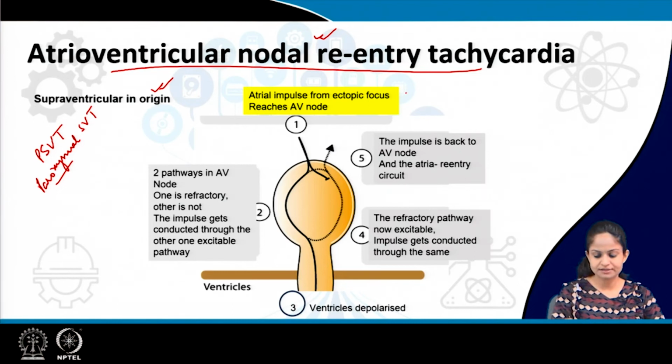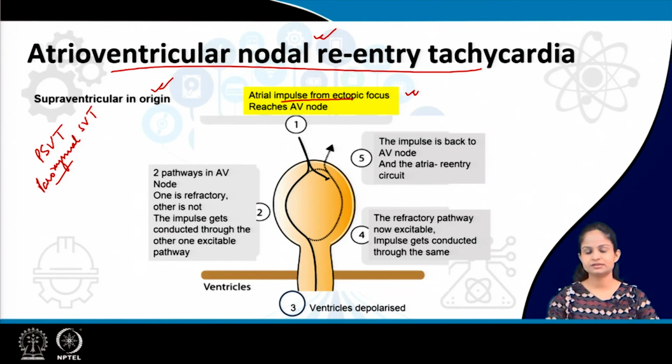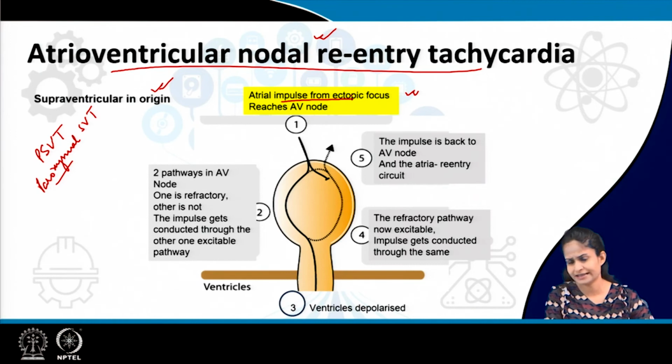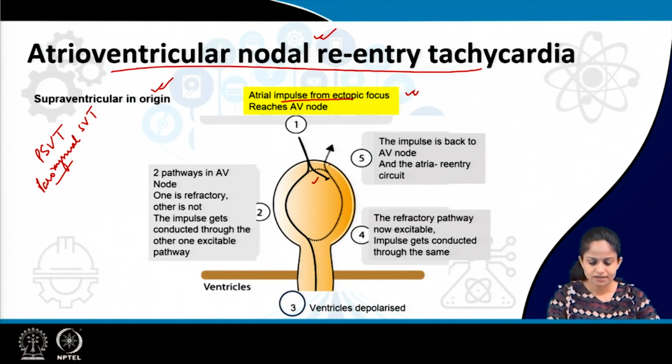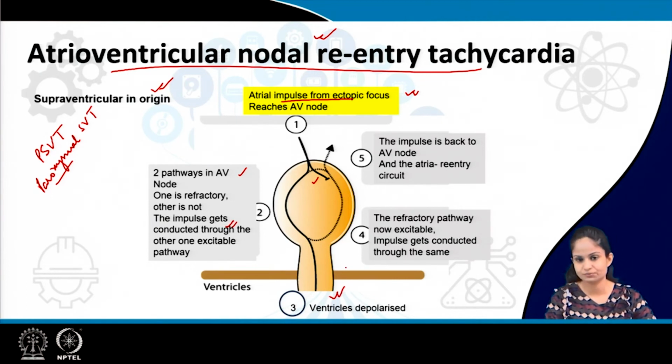Now, the mechanism we will see. This is the AV nodal junction. The atrial impulses from an ectopic focus reach the AV node. The ectopic focus is anywhere at the supraventricular level. Now, there are two pathways in the AV node, one is refractory, the other is where it will get conducted. So, it gets conducted through the other pathway and reaches the ventricles, where the ventricles get depolarized.